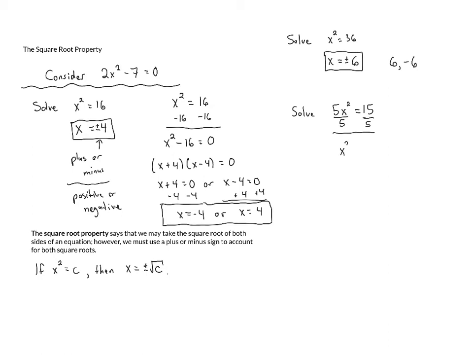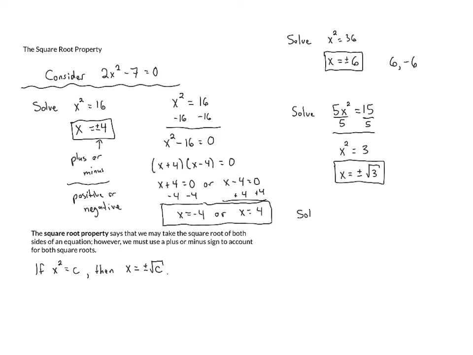That gets rid of the 5 and leaves the x squared by itself, giving us x squared equals 3. And now we can apply the square root property. The square root of x squared is x, and then on the right we have plus or minus. And because we need to take the square root of 3, and that's not a perfect square, we just write the square root of 3. So we end up with x equals plus or minus the square root of 3.